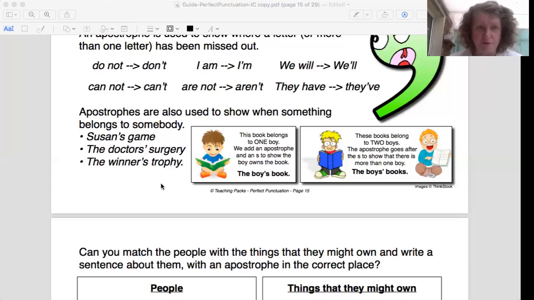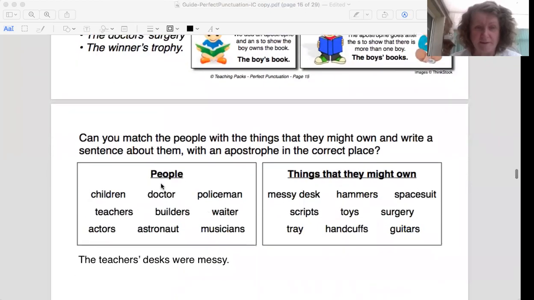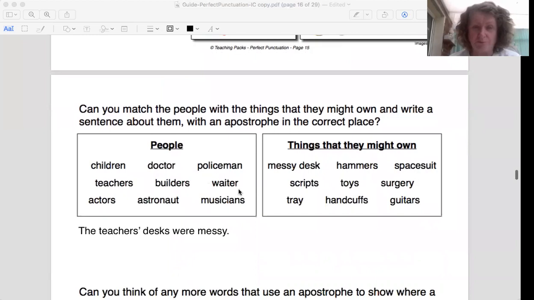Let's see if we can do this little exercise. Can you match the people with the things that they might own and write a sentence about them with an apostrophe in the correct place? So let's have a look. So we've got children here. Oh, I need to change that to drawing a line. So I'm going to do that.